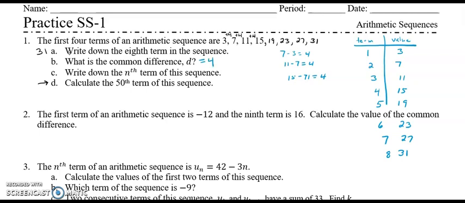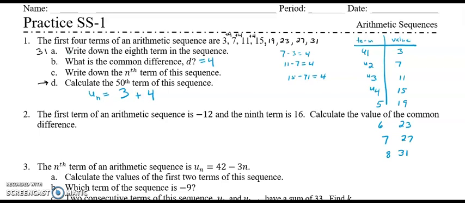Now what's the nth term of the sequence? First of all, a little notation. For the nth term, we're going to use u sub n. The first term would be u sub 1, u sub 2, u sub 3, u sub 4, etc. Obviously this whole thing starts with a 3, and then we're going to add 4.